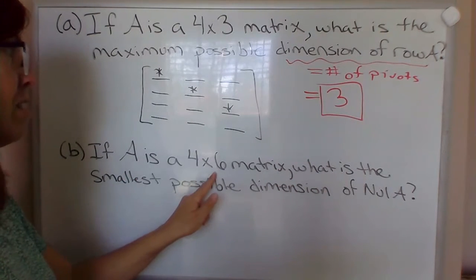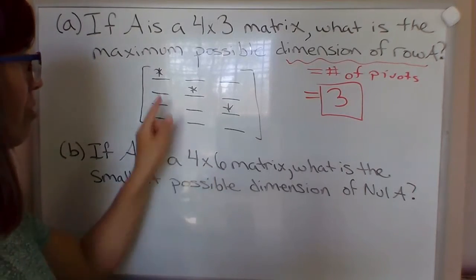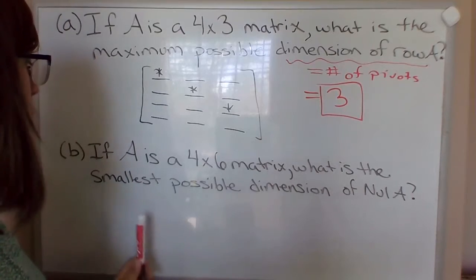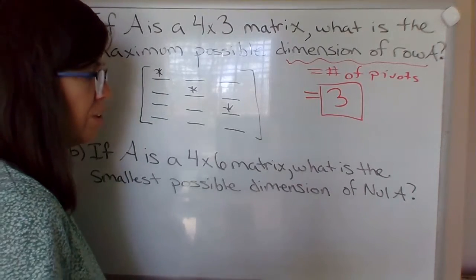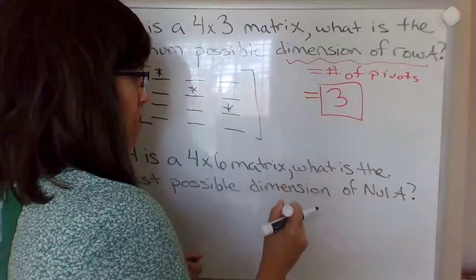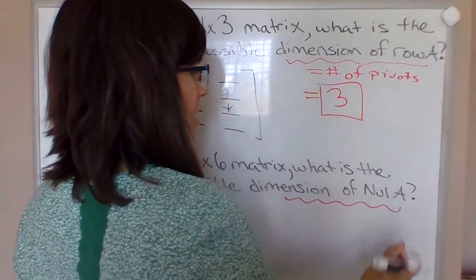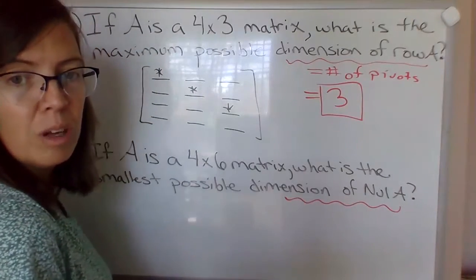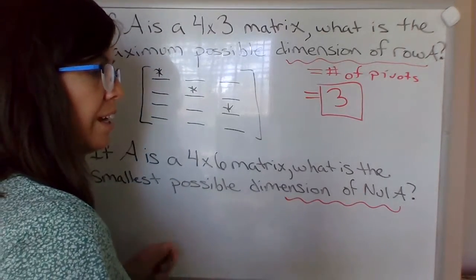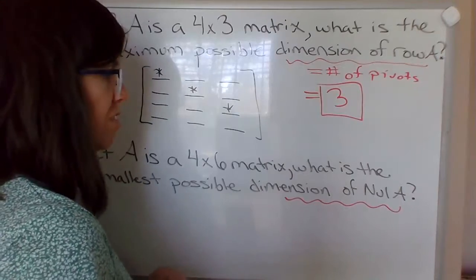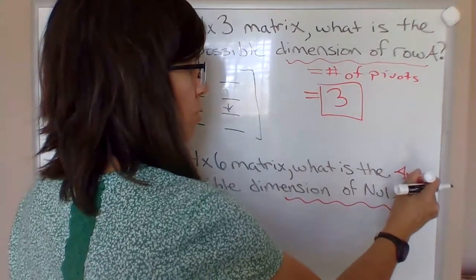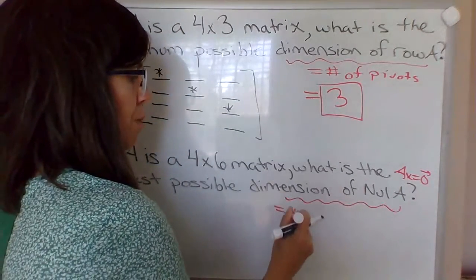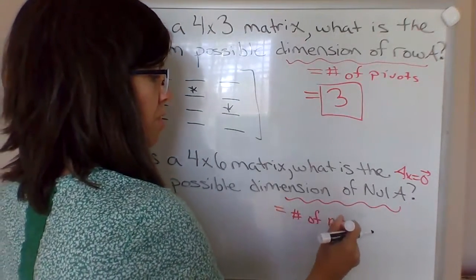If A is a 4 by 6 matrix now, so still 4 rows, but now let's say it has 3 more columns added to this, what is the smallest possible dimension of the null space? Okay, so dimension of the null space. Remember that you get a basis for the null space based on the non-pivot columns. Those end up being your parameters, if you think of it in terms of the solution set to the homogeneous equation AX equals 0. So anyway, the dimension of the null space is going to equal the number of non-pivot columns.